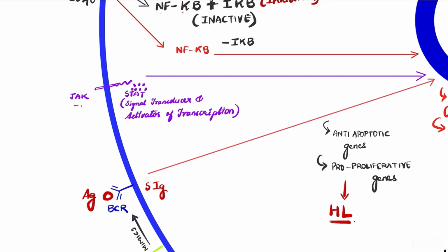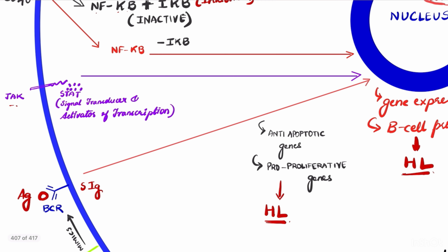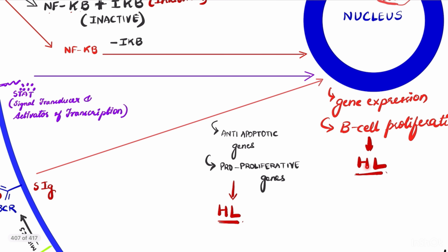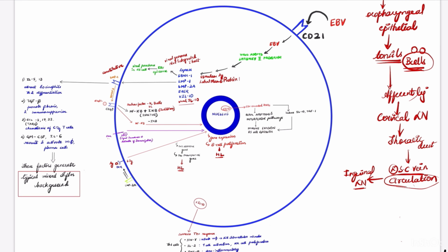As the name suggests, signal transducer means it will transport the signal received by this JAK and activate transcription in the nucleus. So the STAT molecules get active, they aggregate, get transported to the nucleus, again cause gene expression for B cell proliferation. So in case of this infected B cell, this JAK is constantly active. It undergoes amplification, causing constant aggregation of STAT that are translocated to the nucleus, causing gene expression for B cell proliferation, ultimately causing Hodgkin lymphoma.